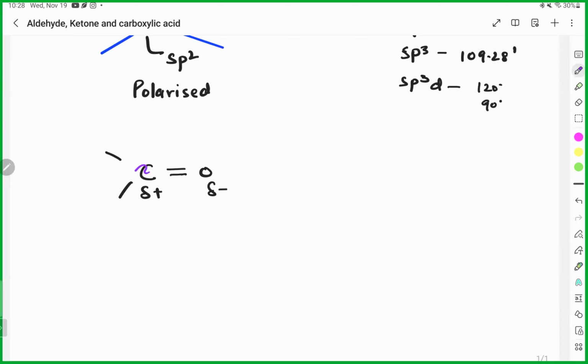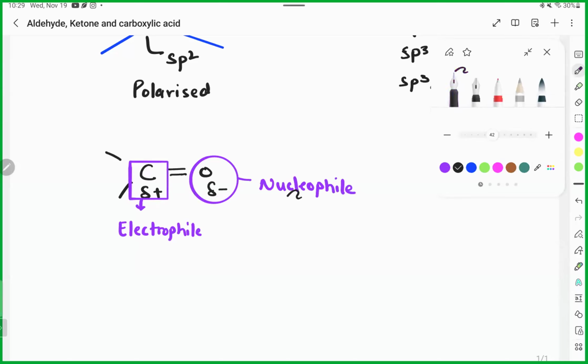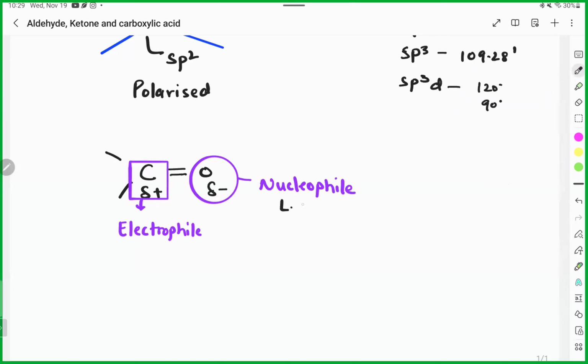So is this carbon an electrophile or a nucleophile? Electrophile, because it has a positive charge, so it will try to attract electrons toward it. And oxygen will be a nucleophile, nucleus loving, because it itself contains the negative charge. Is a nucleophile a Lewis acid or Lewis base? Lewis base. And an electrophile is a Lewis acid. How do we know? Electrophile means electron loving, they have a shortage of electrons. Electron deficient is acid, excess electrons means base.